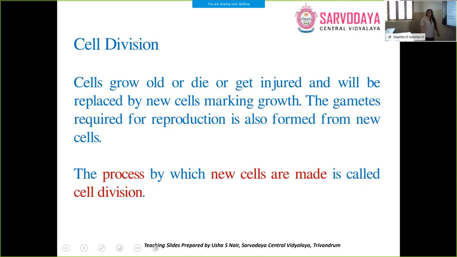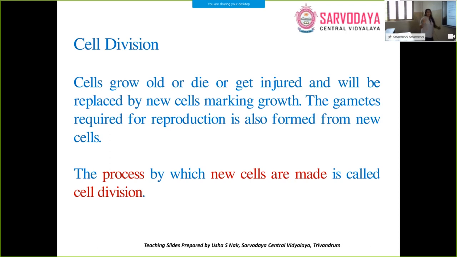Here, cells will grow old, will die, will get injured, and will be replaced by new cells, by marking growth, by growing. And another thing, the gametes required for reproduction are also formed from new cells.